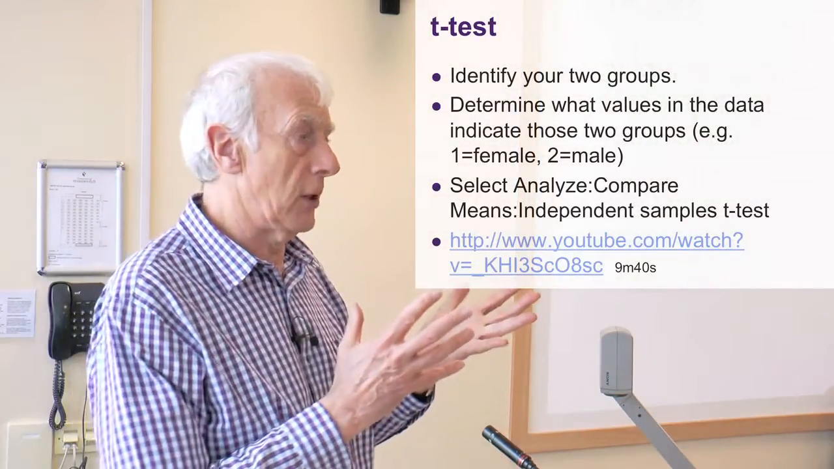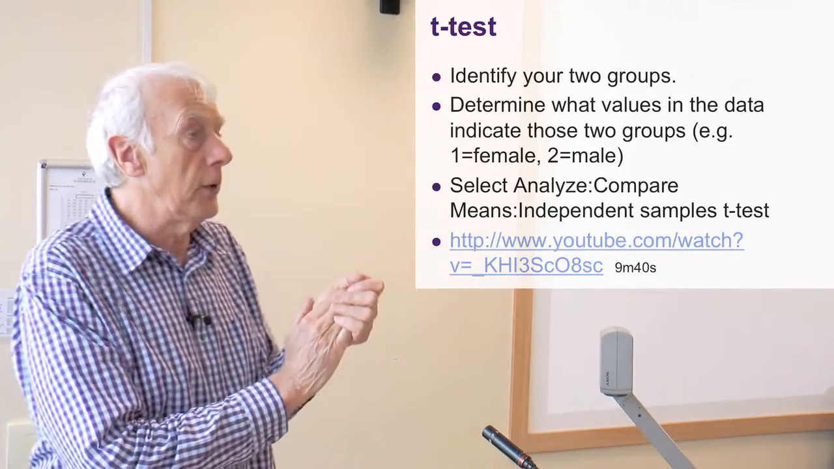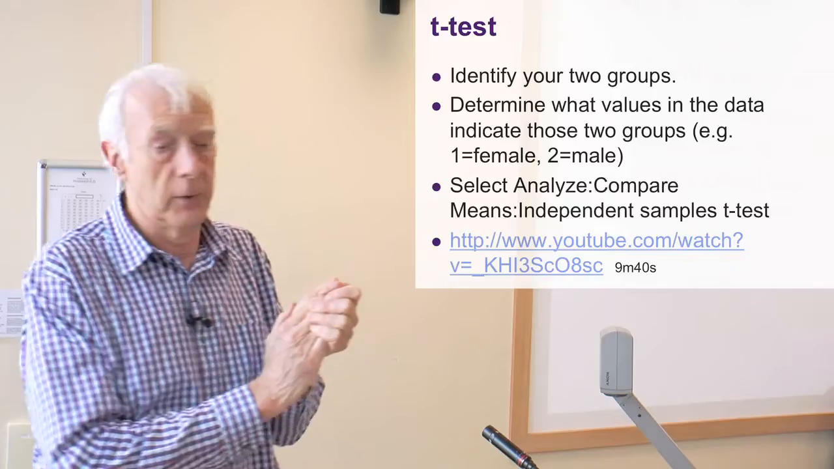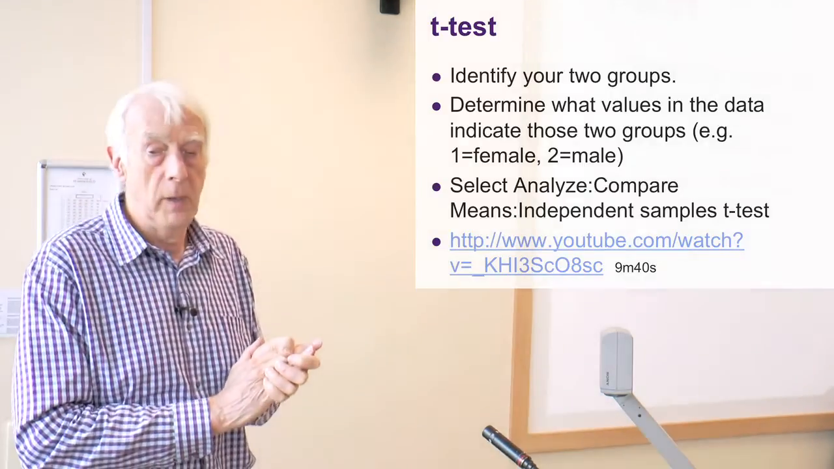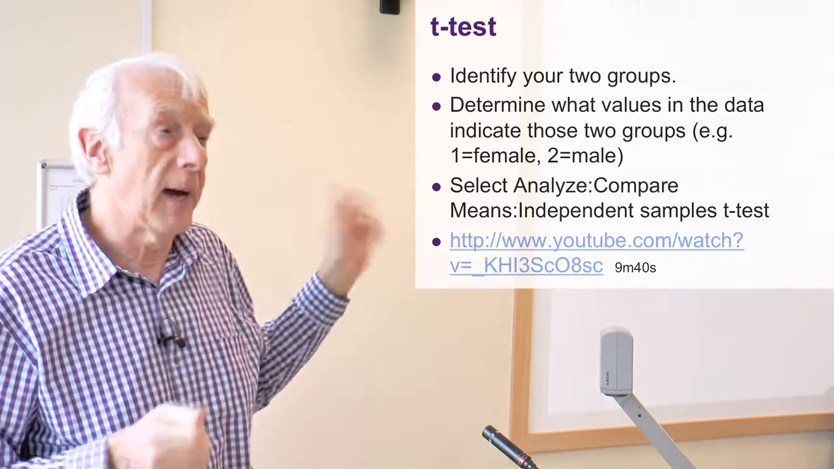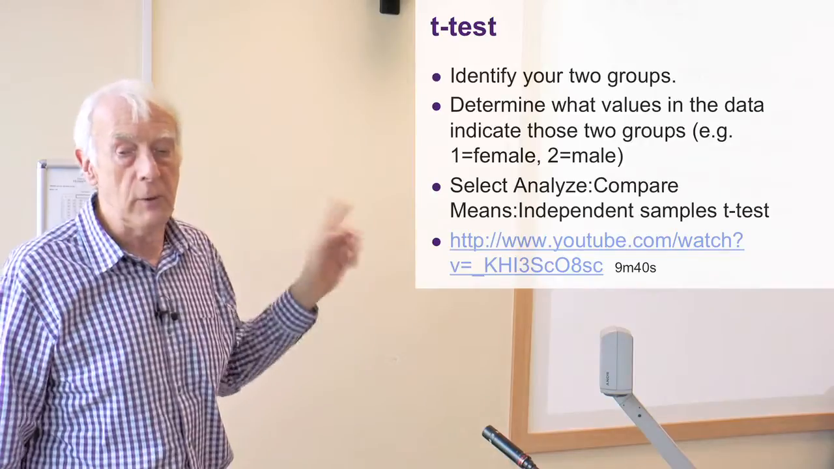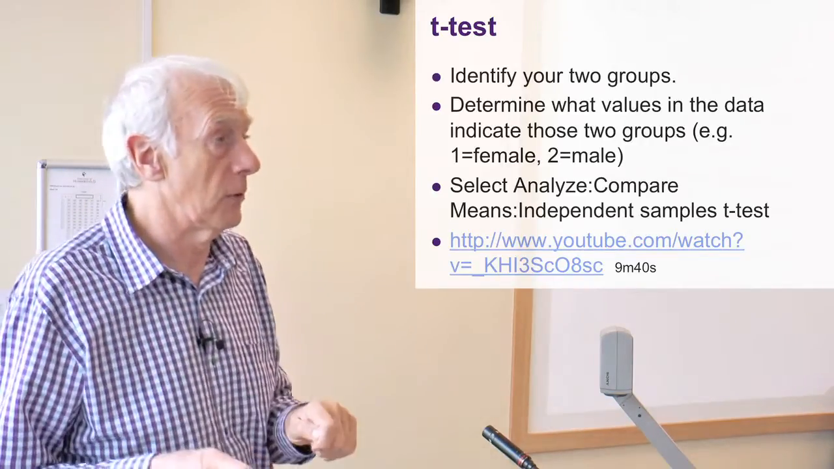So what you need to do, first of all, in SPSS is identify your two variables. What are you going to use to group, to create the two groups? That will be gender or sex, whatever you've called it. And also, remember this second stage. It's very useful to have a pad and paper to write it down. You need to remember what the values are to tell SPSS what the two groups are.